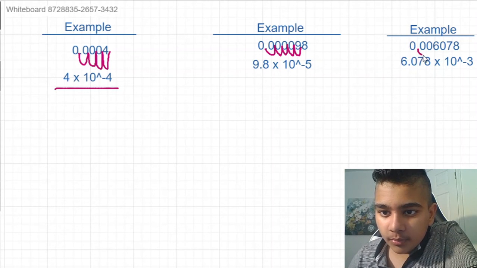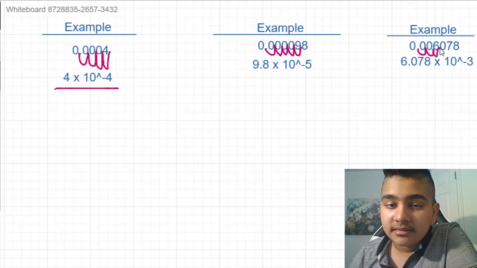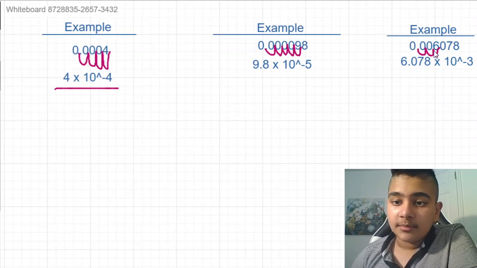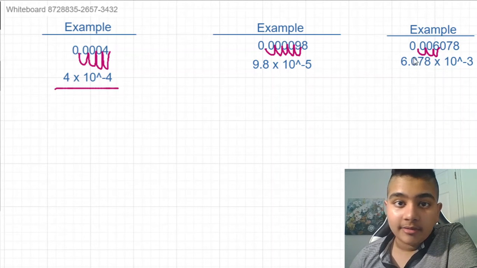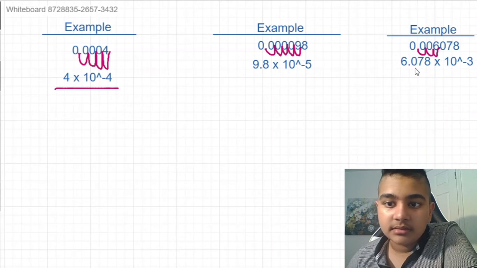So we move it 1, 2, 3. We moved it 3 places. Now we have something in the units place. We have 6 in the units place, and we can leave the rest of the numbers. So it'll maybe clear it up a bit more when you write it as 6.078. So we have the decimal point, we have the units place 6, and the rest don't matter.